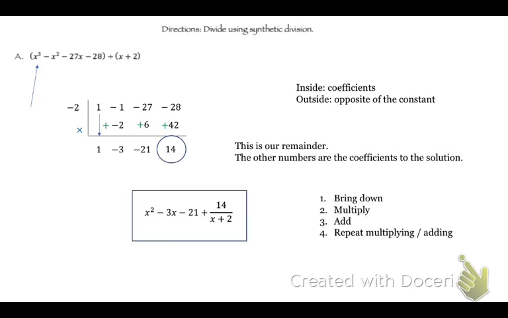And then those are the steps. So the first step is to bring down. Second step is to multiply. Third step is to add. And then fourth step is to repeat all of that.